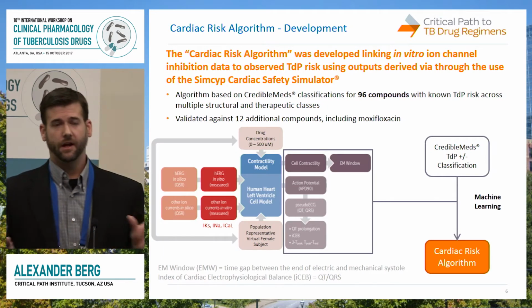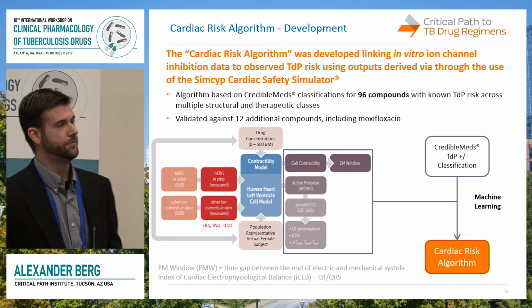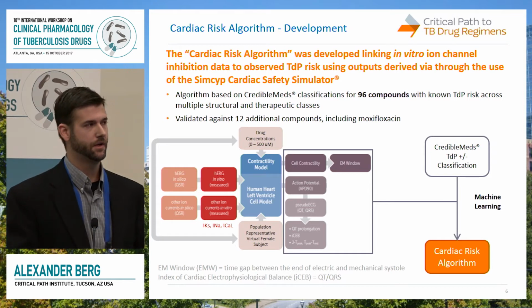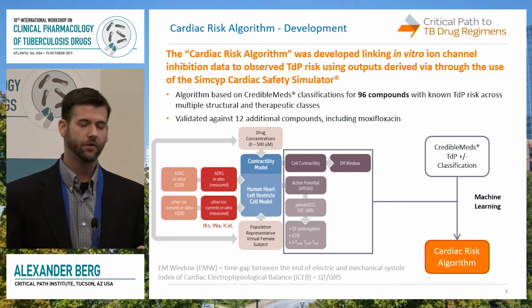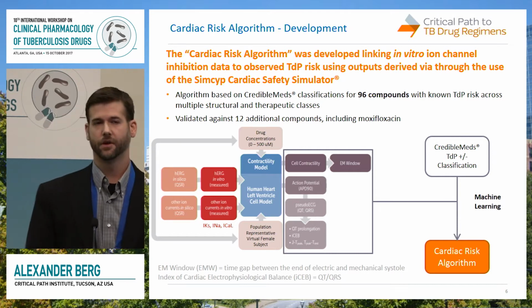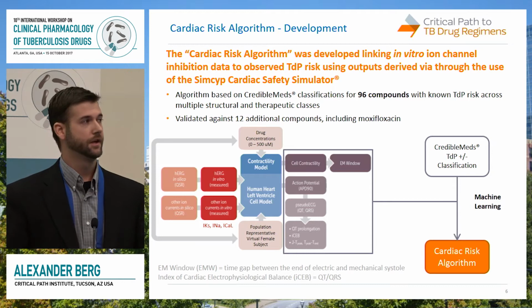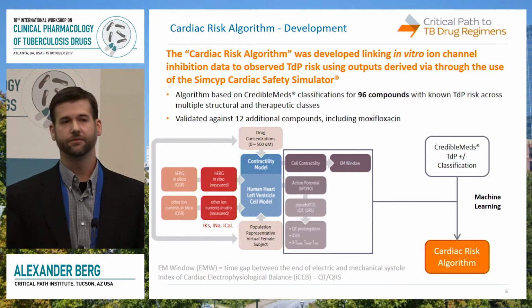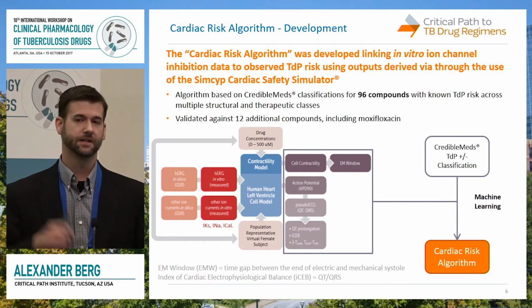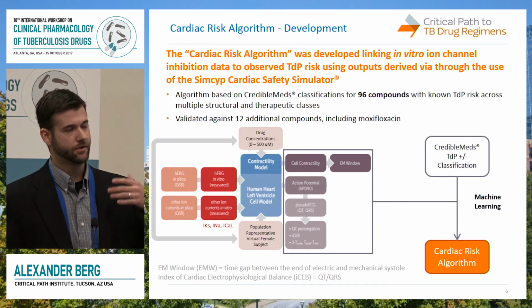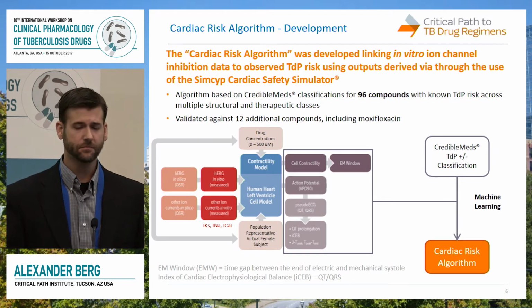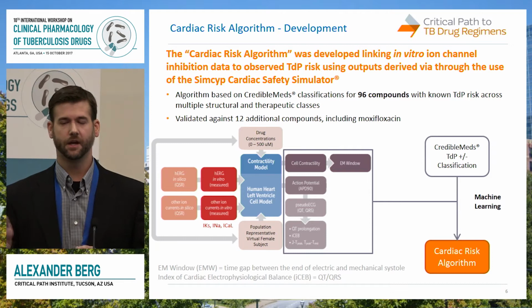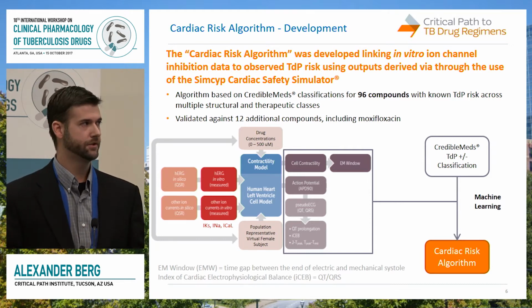So getting to the actual algorithm itself, this was developed, as I mentioned, based on the cardiac safety simulator from SimCyp. What was done was that 96 compounds were identified that are clinically used that have known classification of being either torsades positive or torsades negative. This is based on the CredibleMeds QT drugs list. That's what was used for this classification.